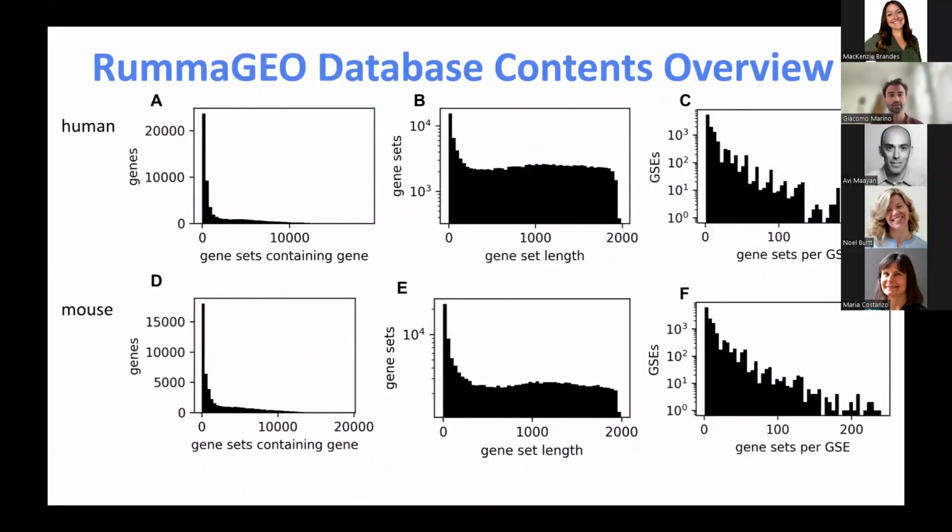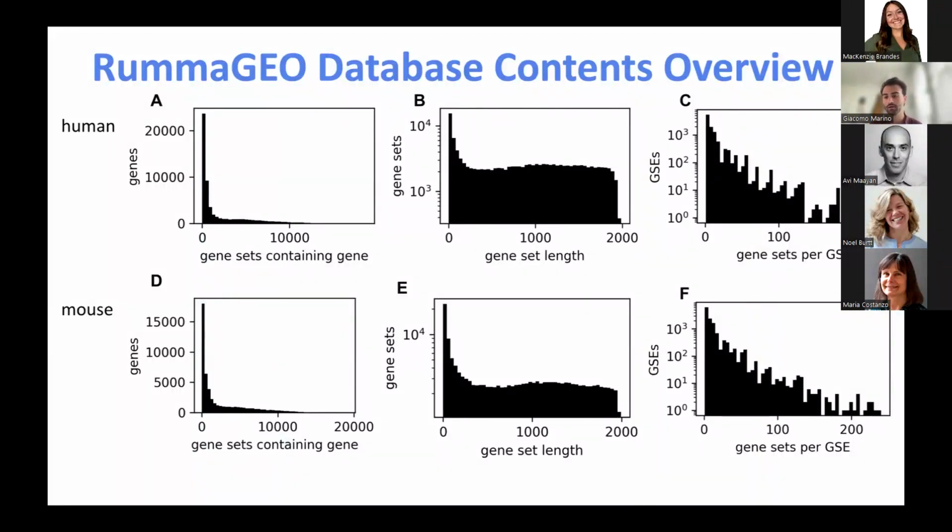Looking at the contents of the RummaGEO database, we can observe a few different things. One being that this first row or column here, we have human on the top and mouse on the bottom. This is looking at the genes and how many gene sets they are contained within. So we see a majority of genes are contained in very few gene sets, and a few are contained in many gene sets, up to around 10,000, as we see in the figure there. And then we have a distribution of the gene set lengths, where the y-axis is log scaled. So there's a lot of smaller gene sets and then an equal distribution moving outward towards 2,000.